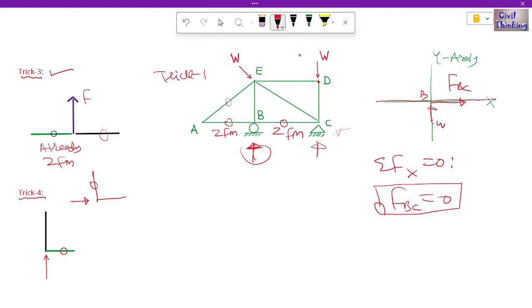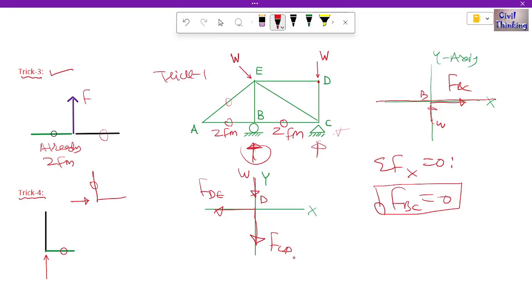Because let me draw the joint D here. Let me draw the axes first. Let us say this is the x axis, and this is the y axis. Okay, now joint D. We have this CD member. Let me denote the force in the CD member with this arrow, force in CD. Then we have the force in DE here, so let me denote it FDE. Then we have this W here.